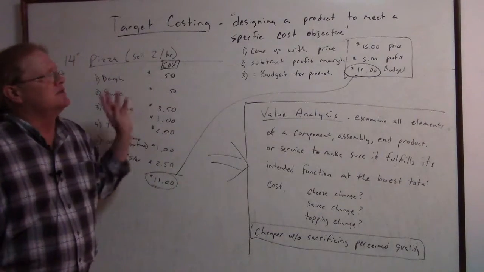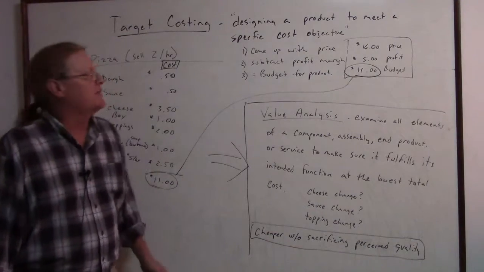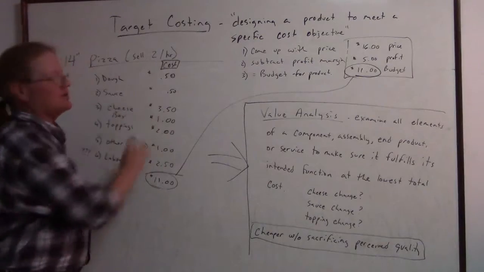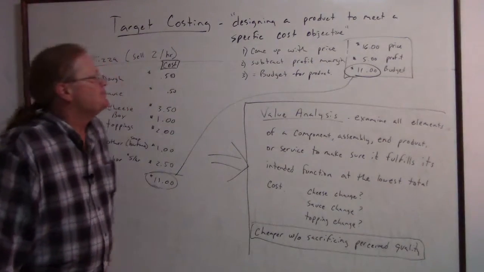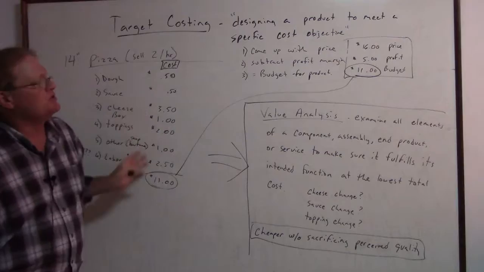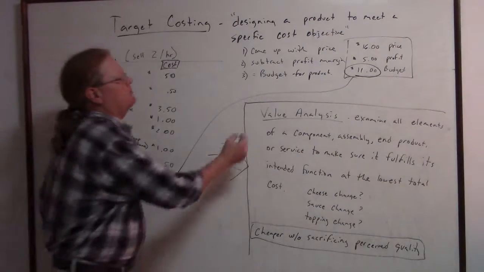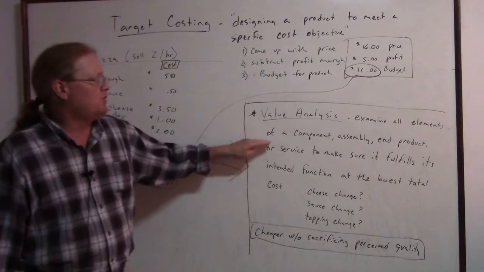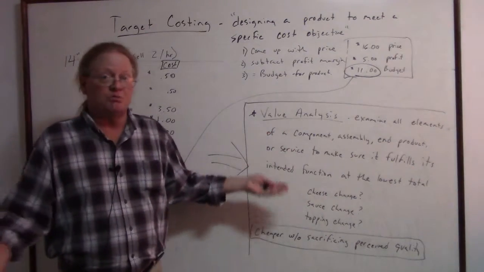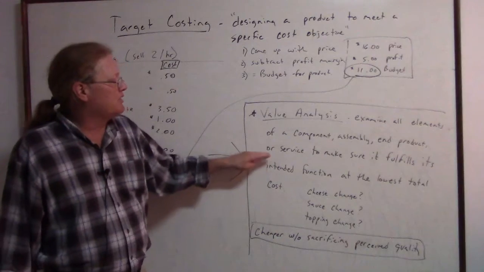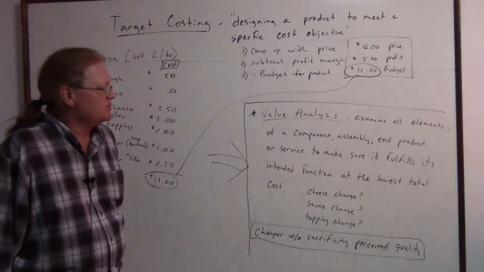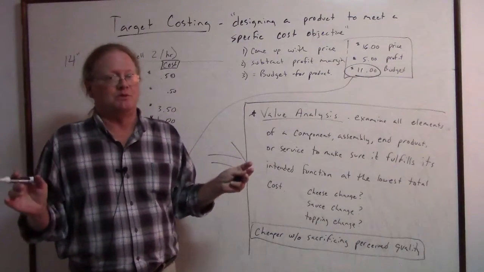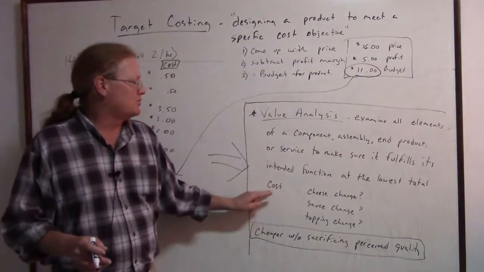Now, I've done this hundreds of times, it seems like, and these get really specific, how many ounces of sauce and all that. We've been through that with the burgers. So now, actually what you just saw me do was go through a value analysis where we examine all elements of the component assembly, lawnmower, could be anything, end product or service, to make sure it fulfills its intended function, a tasty pizza, a nice tasty pizza, at the lowest total cost.